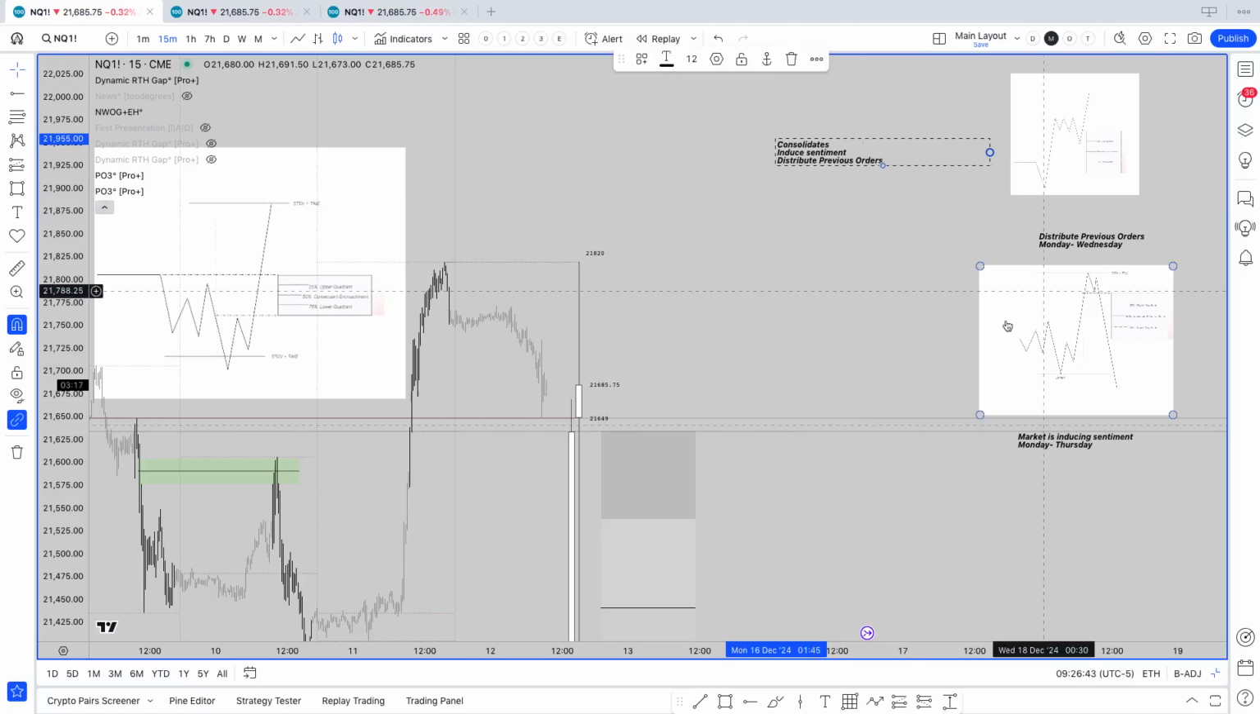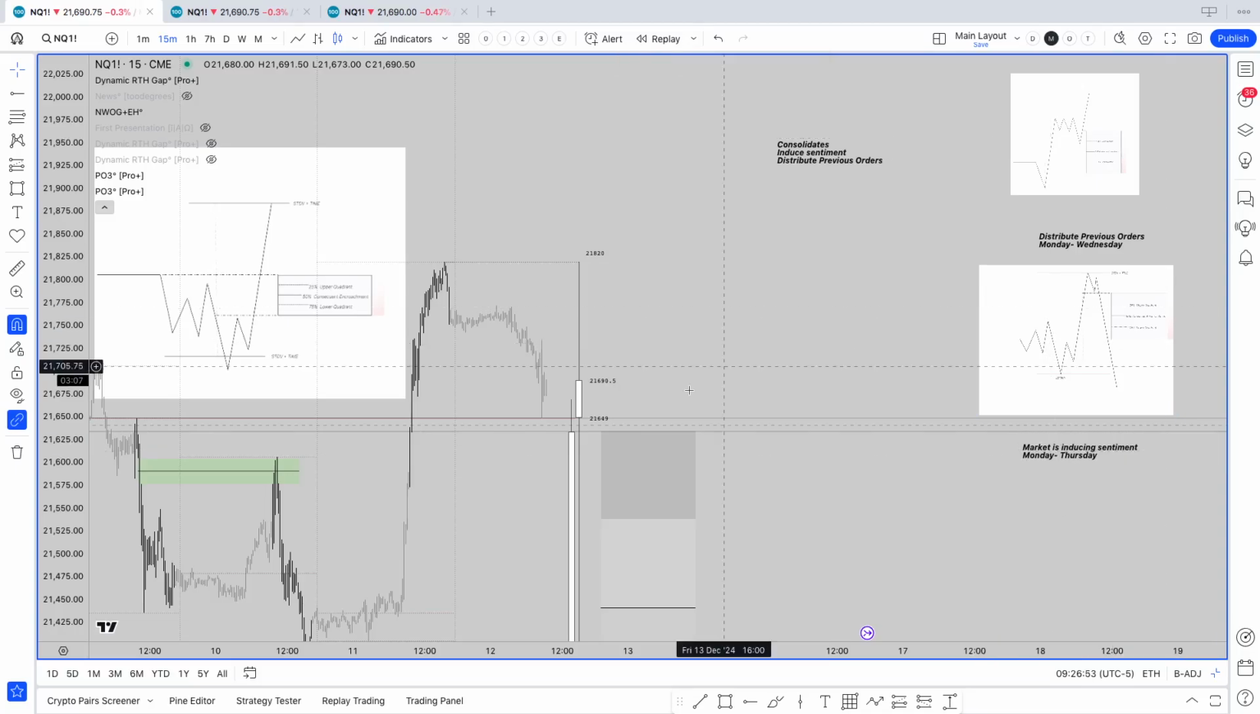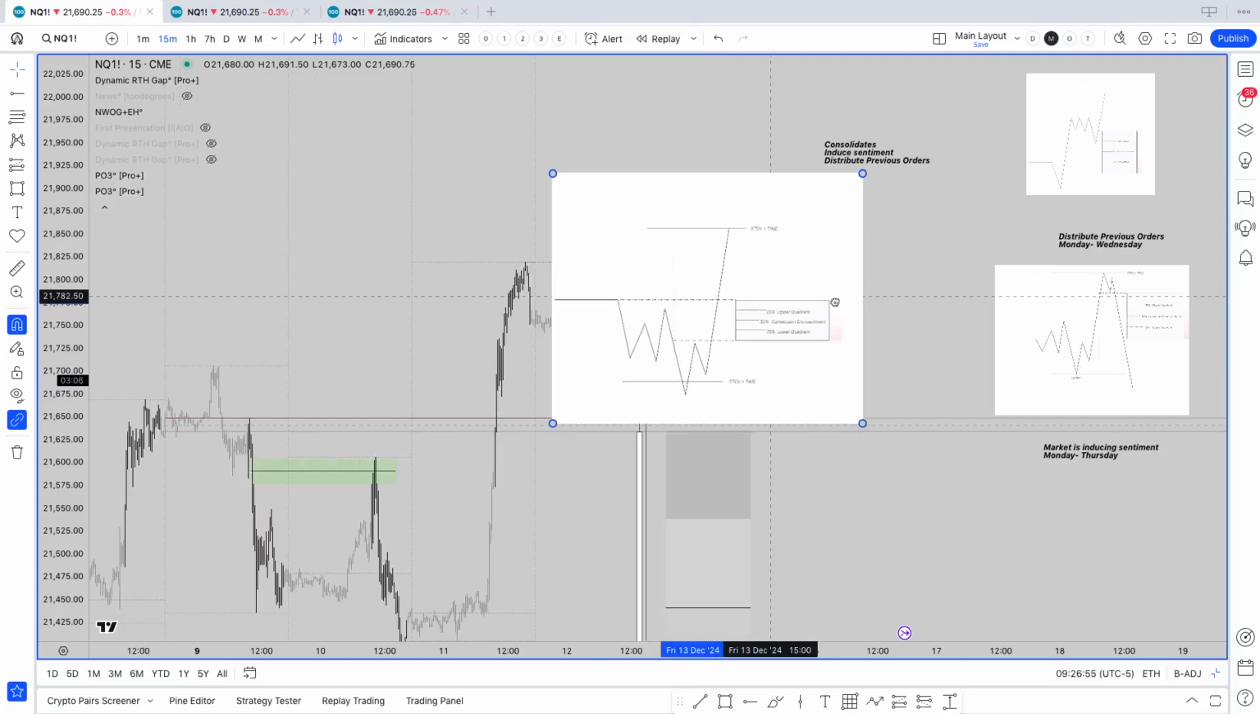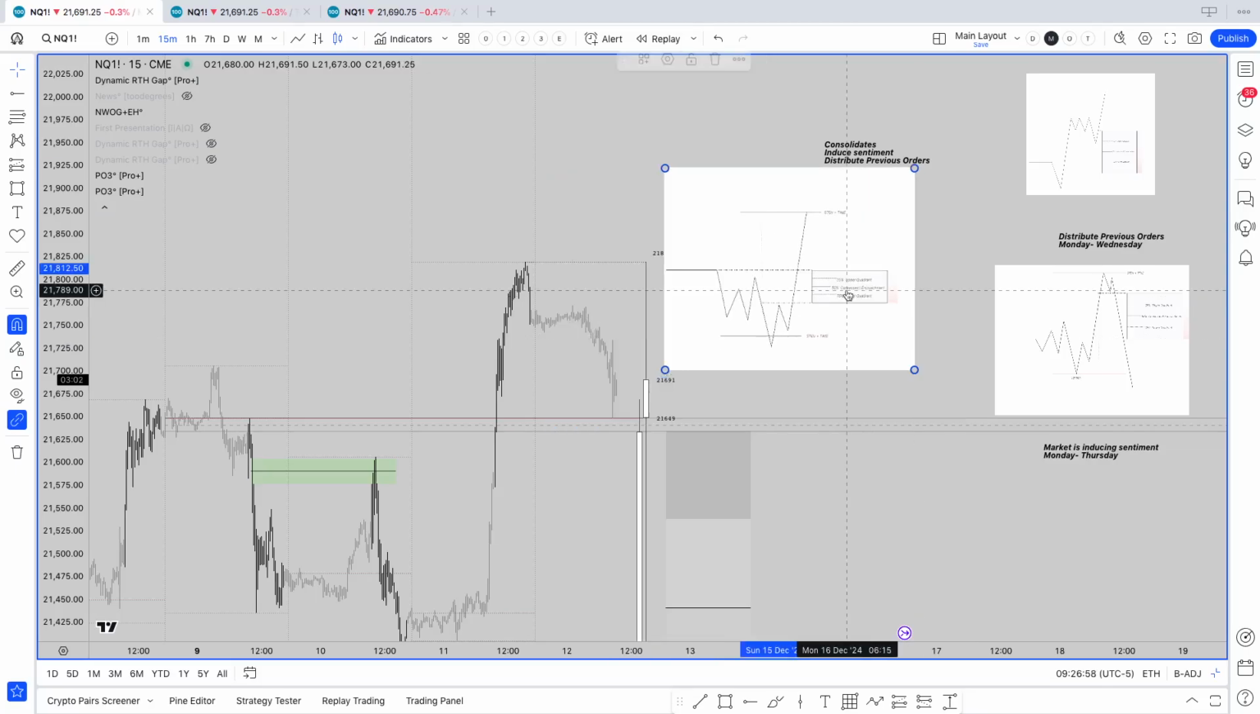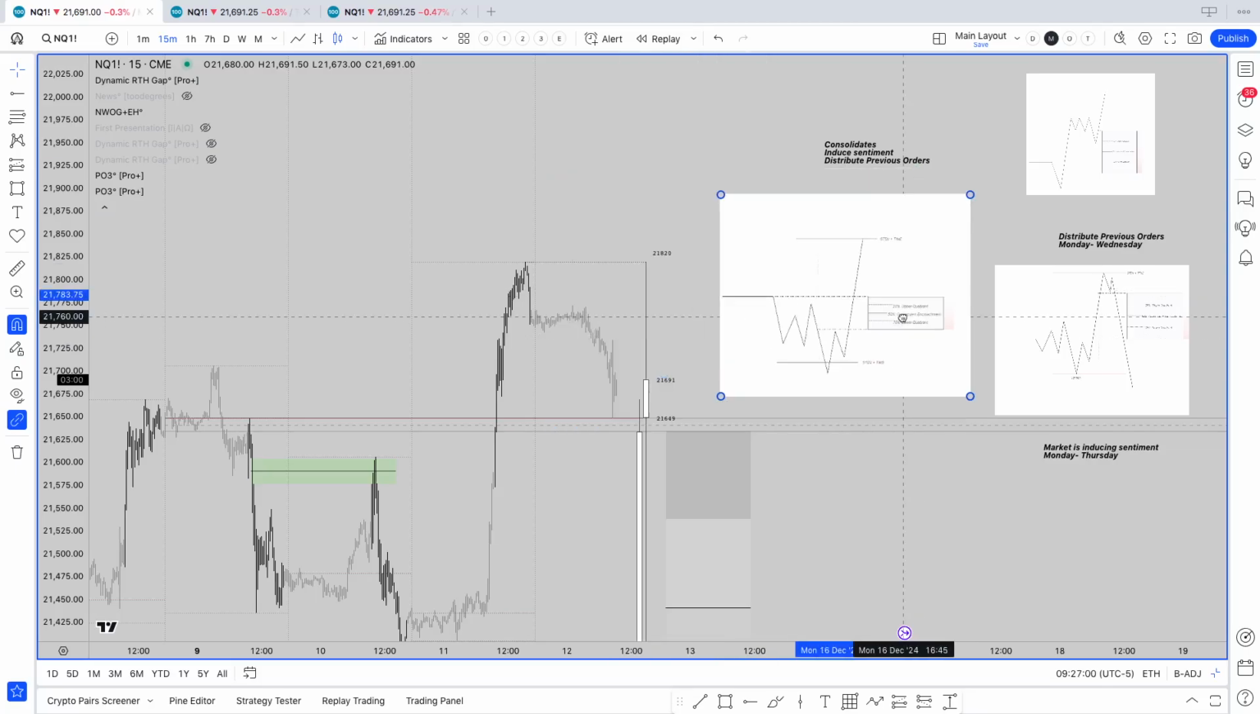The second one is when the market is inducing sentiment before the market opens. This is the profile of what overnight price action is doing. And the third one that I like is just when the market consolidates. And this is really simple.